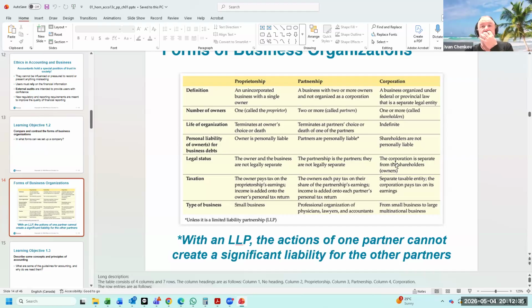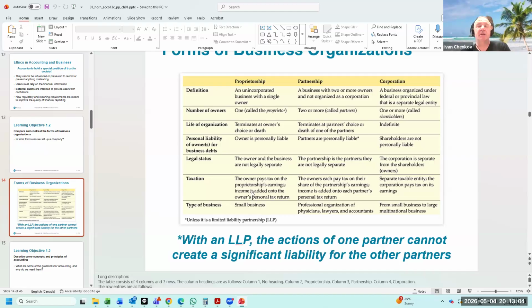For taxation purposes, who pays taxes on the proprietorship? The owner of the proprietorship pays the taxes as an individual. On the partnership, same. Partners pay taxes as individuals. The corporation pays corporate taxes. Shareholders of the corporation pay the individual taxes. That's a different story.